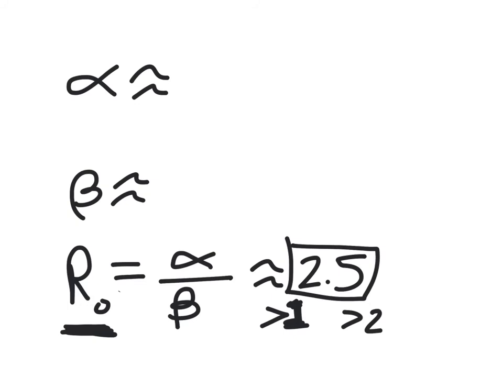But we're going to just set this R naught idea to 2.5 so that we can have an alpha and beta to start with.